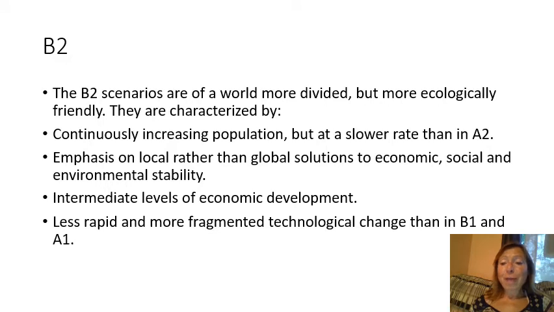Because it is a fragmented, regional scenario, it also emphasizes continuous increase of the population. So it's less environmentally friendly compared to A1 or B1 in the sense that we are going to see more population growth here. But it also emphasizes local rather than global solutions for economic, social, and environmental stability and sustainability. And compared to A1 and B1, we see intermediate levels of economic development.